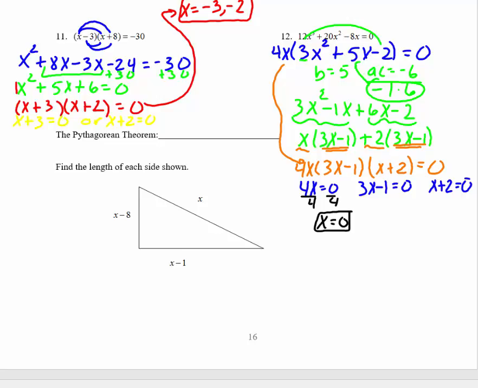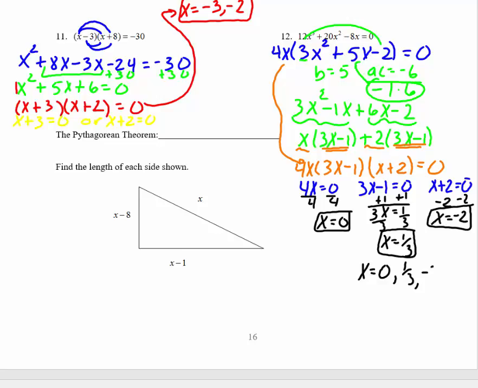Don't throw it out. We add over the 1 for the second equation. 3x is going to equal 1. Divide by 3, so x is going to equal 1/3. Lastly, we'll subtract over the 2, so x would equal negative 2. So we have 3 answers, x equaling 0, 1/3, and negative 2.